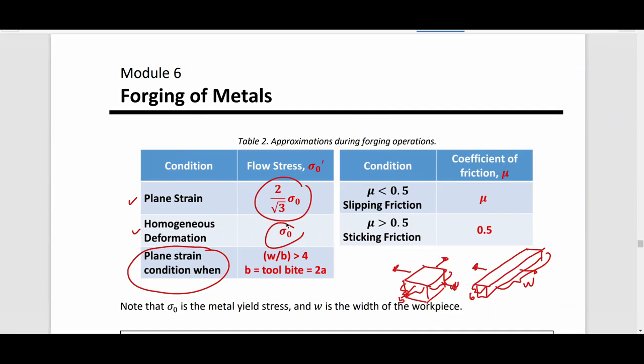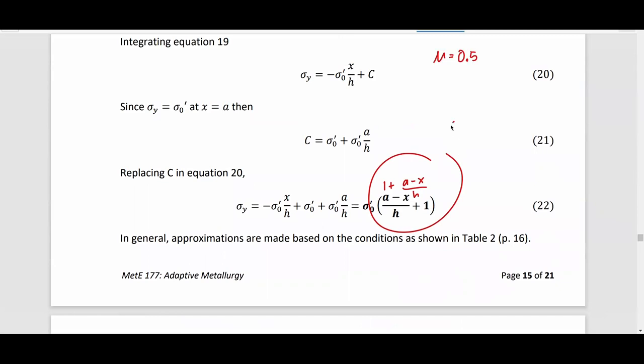Okay? Tapos ito yung sinabi ko kanina na for yung opposite pala sa yung non-sticking friction, tinatawag natin dyan is slipping friction, no? So this is the usual conditions natin where mu is very small, no? When mu is very small, then whatever mu, and the threshold is 0.5. When mu is less than 0.5, then we have slipping friction, yung tinatawag natin dyan, and we just use the mu value that is available. Pero pagka meron tayong tinatawag na sticking friction, so that's a friction greater than 0.5, then we just use 0.5. And when we use 0.5, if you input that, you will end up with this equation, no? 1 plus a minus x over h. Okay?